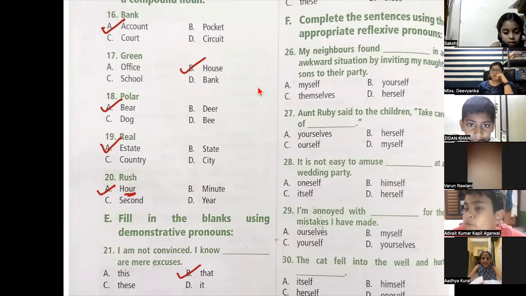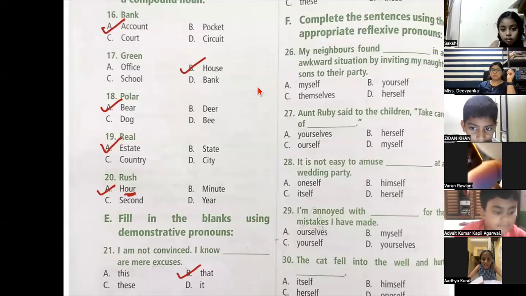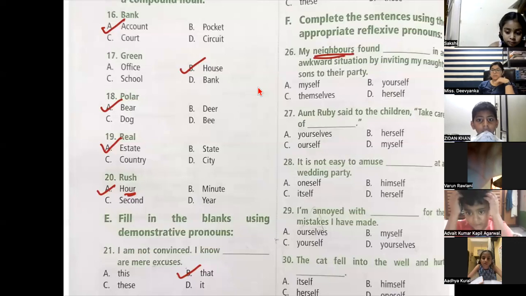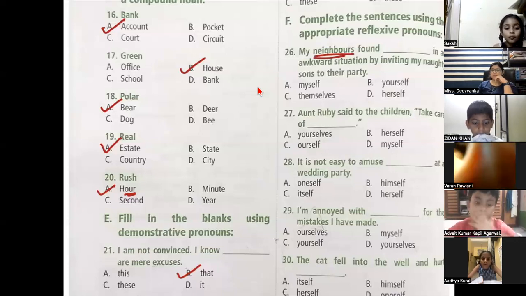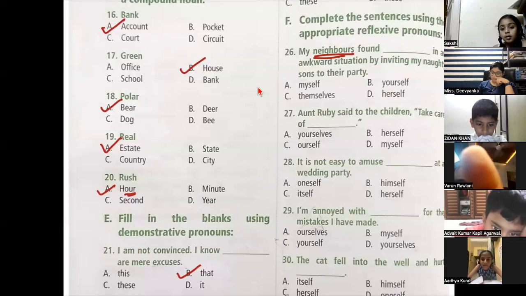Ma'am, should we also put our answers? Yes, ma'am, others should put your answer in the chat box. Myself? My neighbors found. Neighbors. Is it in first person? No, the person is talking about someone else. That is the second person. Sorry, third person. Themselves. Themselves.